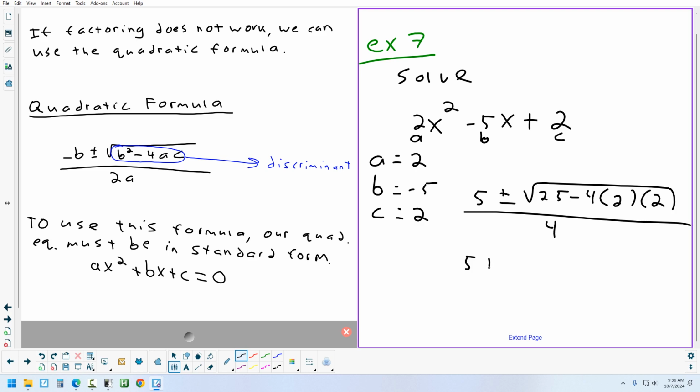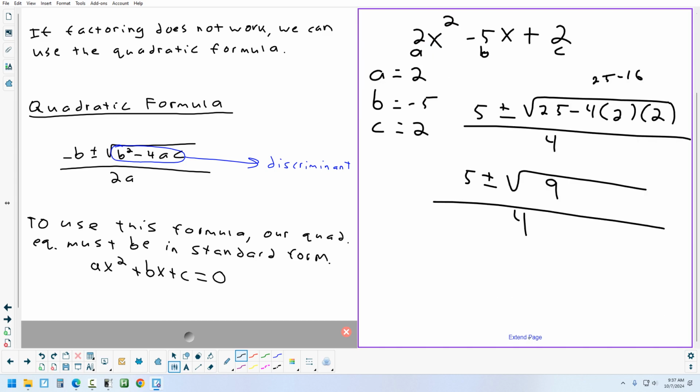So we get 5 plus or minus. What's 4 times 2? 8. What's 8 times 2? So I end up with 25 minus 16, which is how much? 9, divided by 4. And what's the square root of 9? 3. So in this case, the square root came out nice.